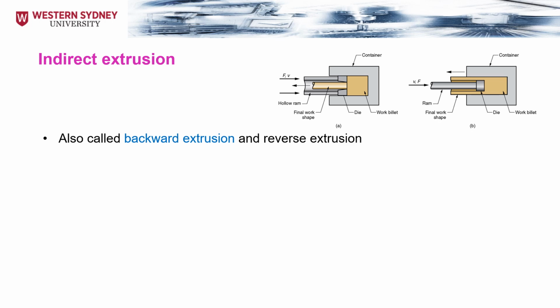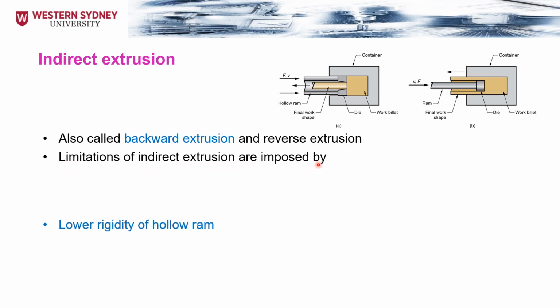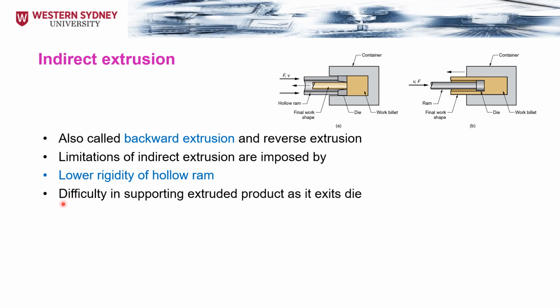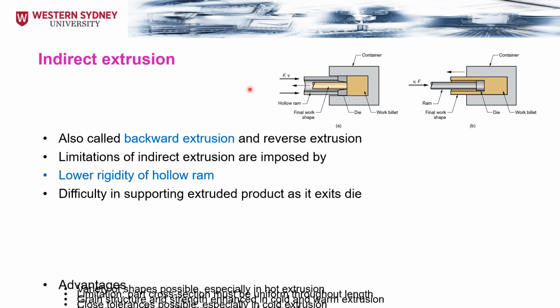The indirect extrusion, also called the backward extrusion or the reverse extrusion, because you can see that the extruded part is going to be moving against the direction of the ram. The limitations of the indirect extrusion are going to be imposed by, first, the lower rigidity of the hollow ram. Second, difficulty in supporting the extruded product as it exits the die.